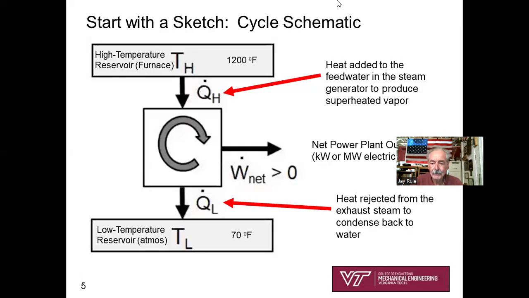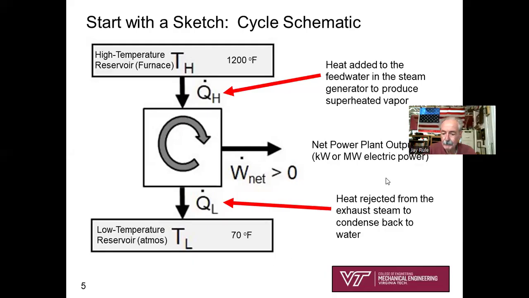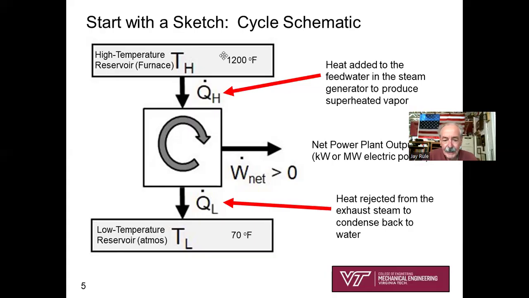Okay. And so let's start with the sketch. Let's start with the schematic. Here's the tried and true schematic, of course. And the only numbers I've put on here are TH, the high temperature reservoir at 1200 degrees F, and TL at 70 degrees F. And of course, we know we're going to have to add 460 to both of those to work in absolute temperature, degrees R.